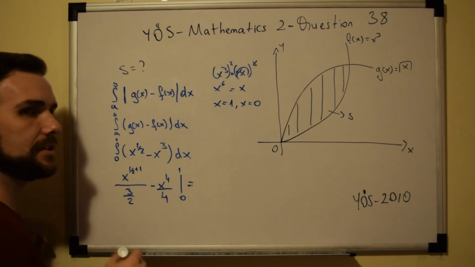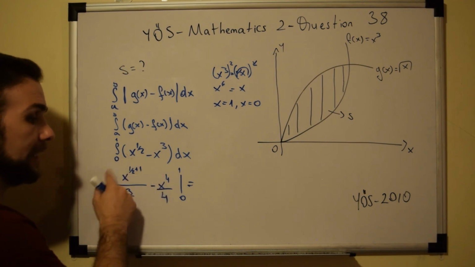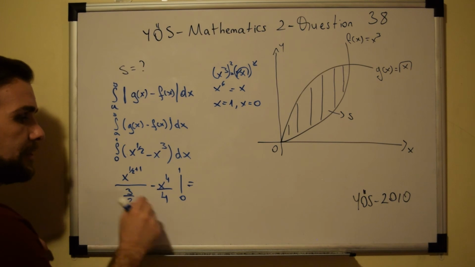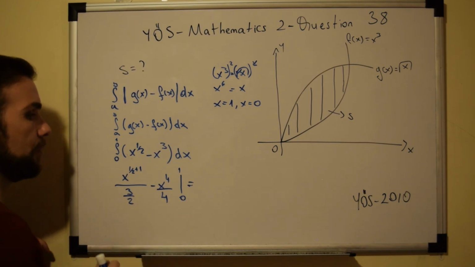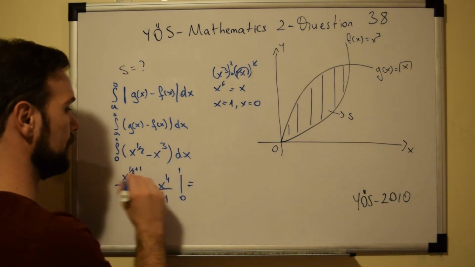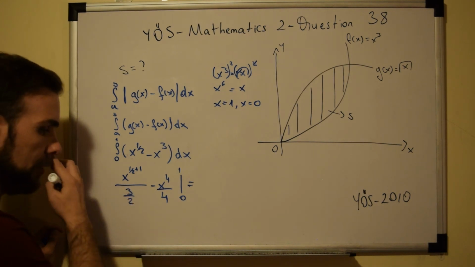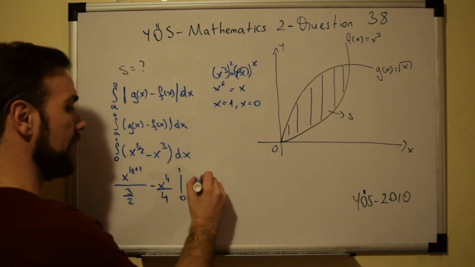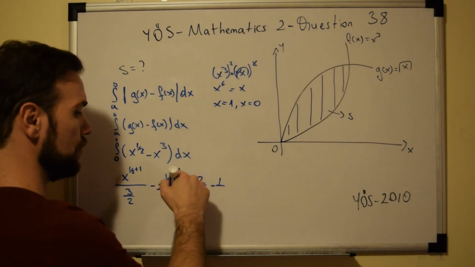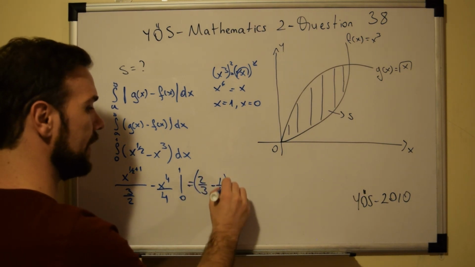Now all we have to do is a simple operation. We have to give x the value of 1 and find the value of this expression, and after that subtract this expression when x has the value of 0. So what do we have here? We have 1 to the power of 3 over 2, that is equal to 1. 1 over 3 over 2 is equal to 2 over 3. So we have 2 over 3 minus 1 over 4, because 1 to any power is going to give us 1.